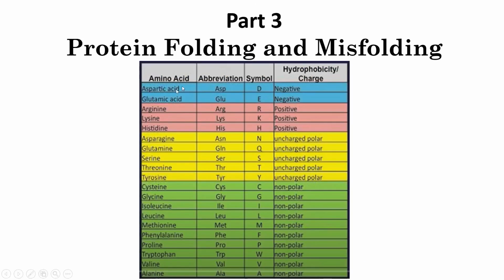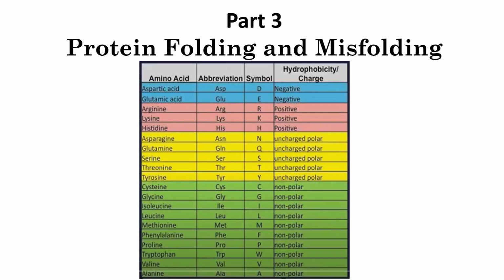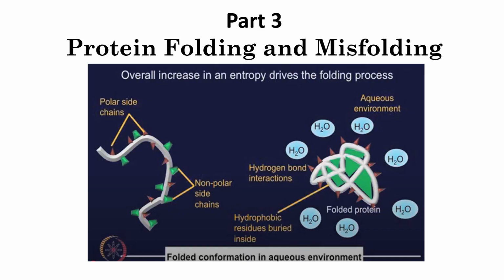So this is what I was talking about, abbreviations of amino acids. It can be the three-letter code or one-letter code. And as I said, these are polar in nature, having certain charge. There are certain non-polar amino acids. There are some neutral amino acids as well. So this is an example of the same thing which I just talked about. For example, these brown ones are polar amino acids. They tend to go outside, and the green ones which are non-polar tend to be inside. So that's how the folding takes place.